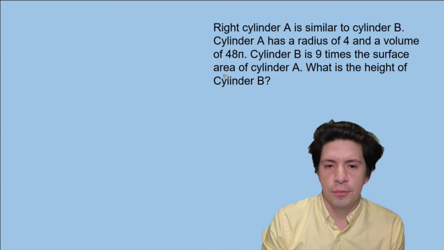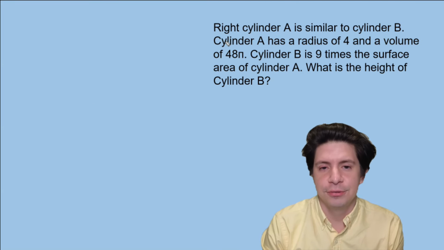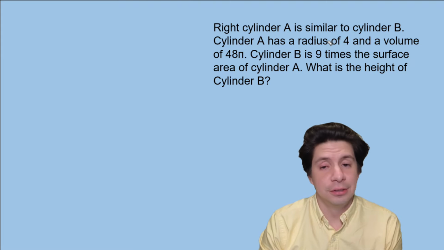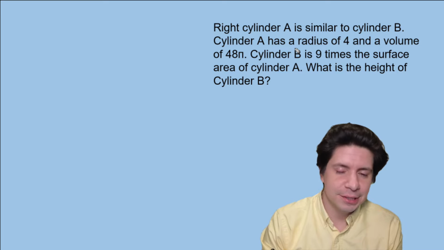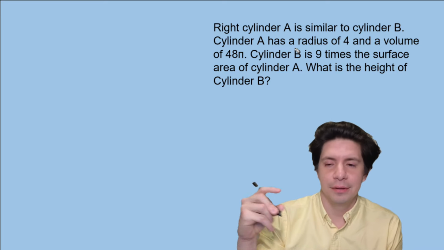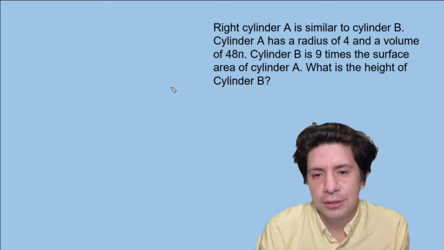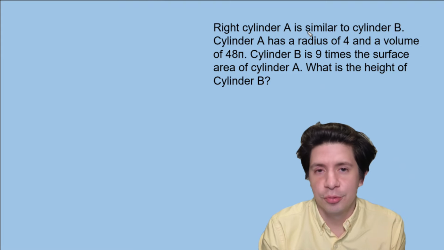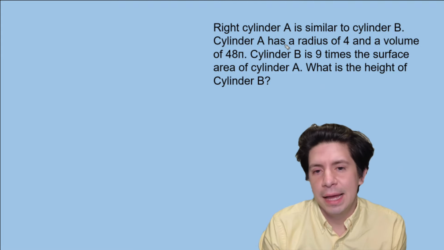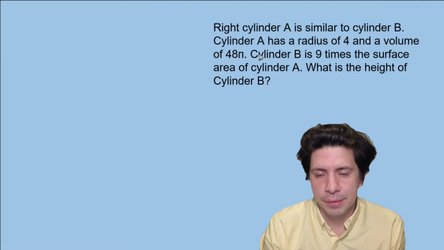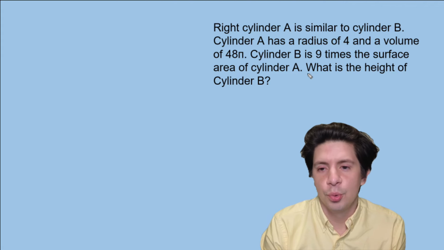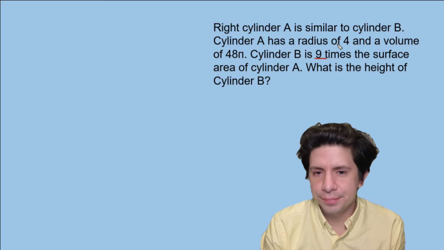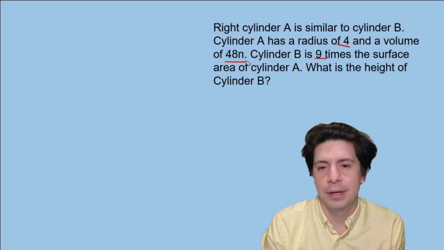Okay, so this is a fun one. A lot of times people have trouble with three-dimensional geometry, and cylinders can be a tricky one. So we'll do 2 cylinder questions, and this is a little bit simpler than the next one. So if you get this one down, be ready for the next one. Right cylinder A is similar to cylinder B, so that means they're proportional, right? Cylinder A has a radius of 4 and a volume of 48 pi. Cylinder B is 9 times the surface area of cylinder A. What is the height of cylinder B? So this is important. A radius of 4 and a volume of 48 pi.